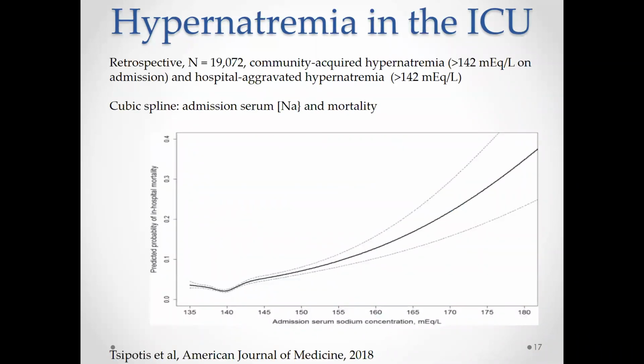It's another big study, roughly 20 years later. Retrospective, about 20,000 people, they compared community acquired versus hospital acquired. Their cutoff was 142 for hypernatremia. In this graph, they plotted a bunch of sodium values against mortality, and they found that 140 was the safest zone to be. Hence, they came up with the number 142 for their study.